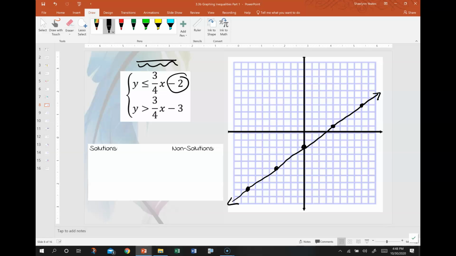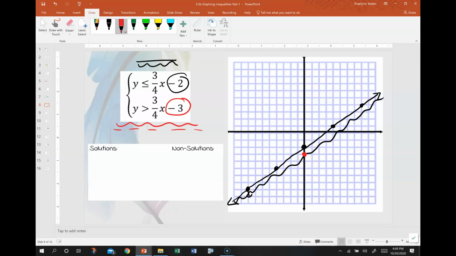Solid line. And I know it's going to be shaded below, so if I go down from any one of my points, I notice that below is on this side. Okay. And then for 3/4 x minus 3, we're going to start on negative 3. And this is going to be a dotted line shaded above.